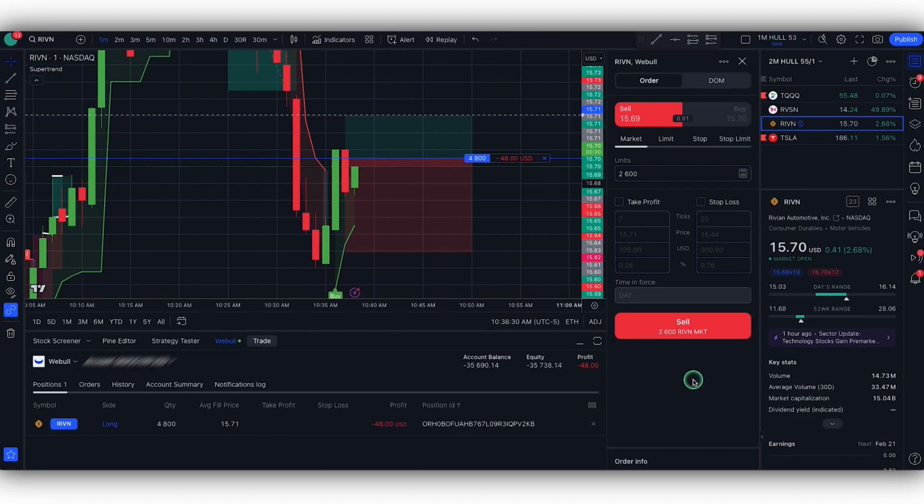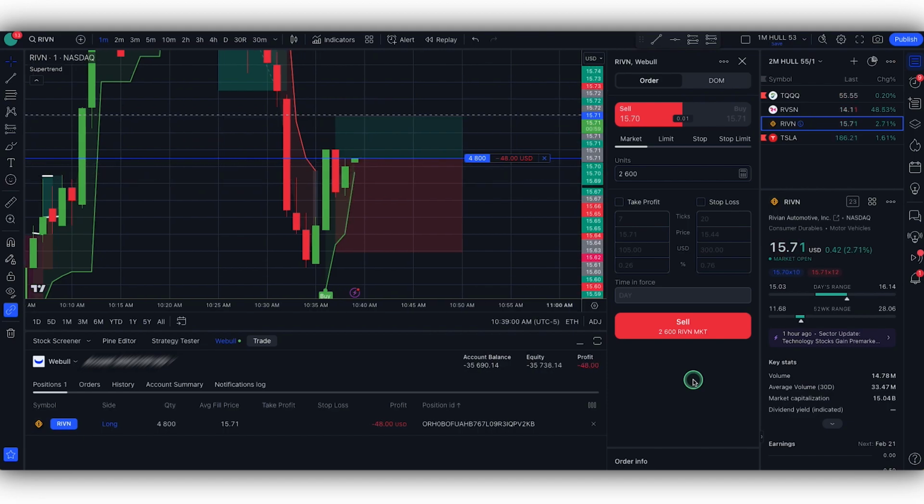As you saw before, the account size is $40,000, but this is a margin account. They allow leverage to different amounts depending on what the stock is. So for this one, if my account size is 40,000, for Rivian, I can buy up to 80,000. And I'm not being charged interest for that either because I'm not holding it overnight.